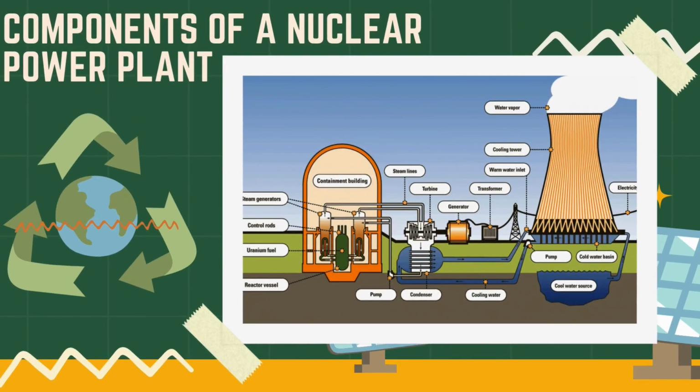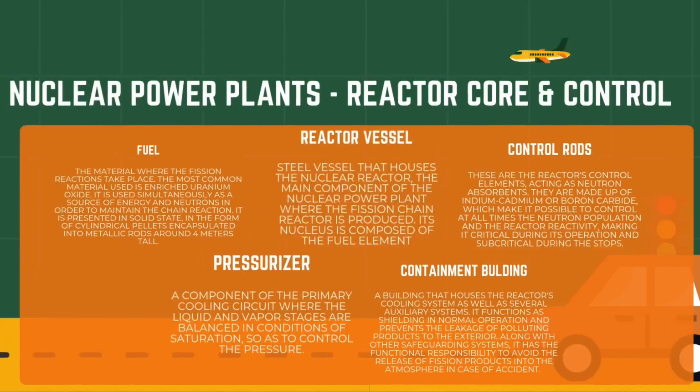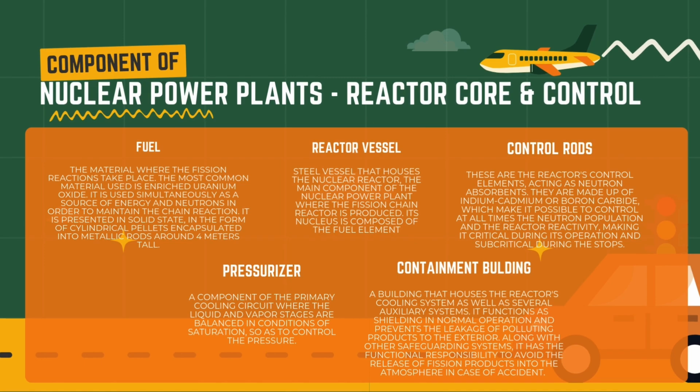Now let's take a look at the components of a nuclear power plant. First part, we have the reactor core and control. First, there's fuel, which is enriched uranium oxide in the form of solid pellets or rods, where fusion reactions occur, acting as both energy and neutron sources to maintain the chain reaction. Next, we have the reactor vessel, a steel house for the nuclear reactor containing the core where the fusion chain reaction takes place. After that, we have the control rods, reactor control elements made of neutron absorbents, for example, indium cadmium or boron carbide. They control the neutron population and reactor reactivity during operation.